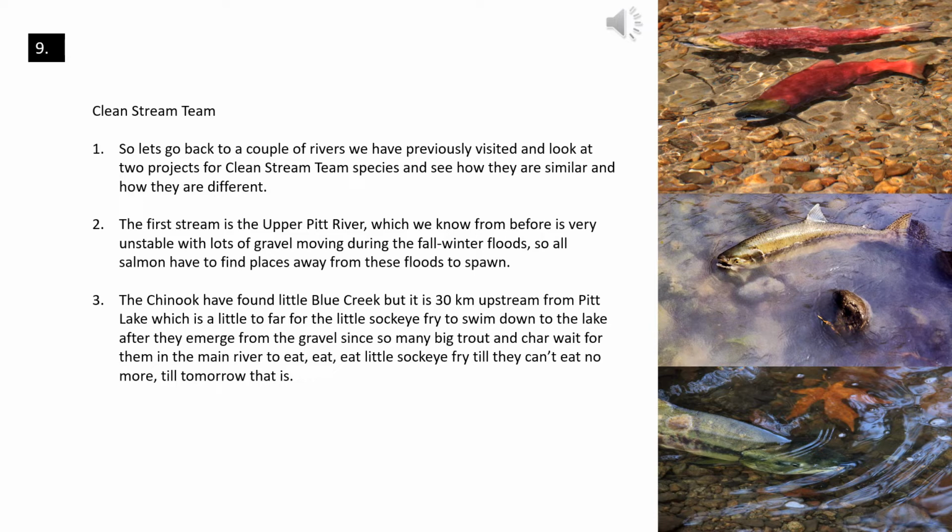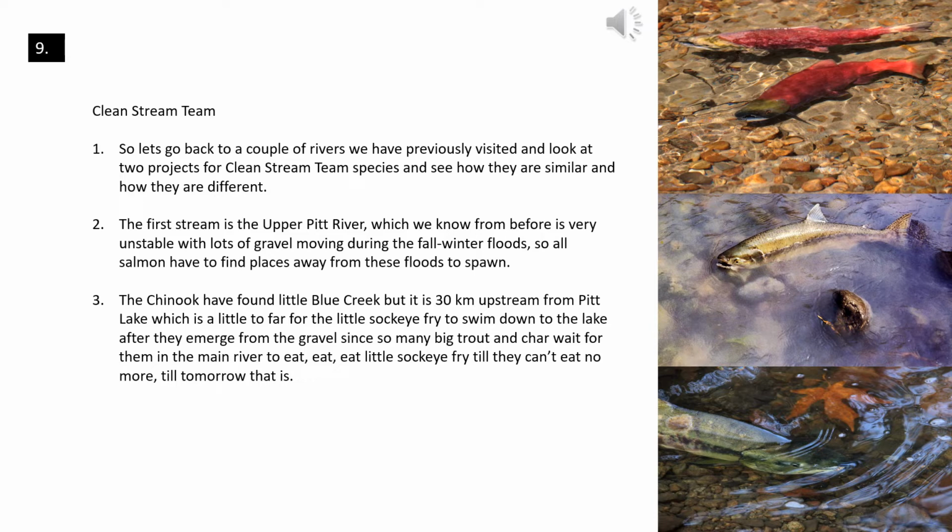So the first stream is the Upper Pitt River, which we know from our previous discussion is very unstable with lots of gravel moving during the fall-winter floods. So all the salmon in the Upper Pitt have to find places away from these floods to spawn.